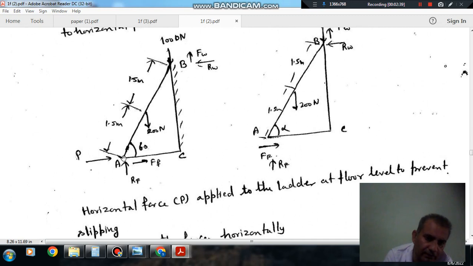Now taking moments about A, to prevent any movement of the ladder, the moment about point A should be 0. So the moment about point A will be due to forces FW, RW, 1000 and 200. The moment due to FW is FW into AC, or we can say 3 cos 60, and due to RW it will be RW into BC, or 3 sin 60, and due to 200 it will be 200 into 1.5 cos 60. The moments due to FW and RW will be anti-clockwise and due to 1000 and 200 it will be clockwise.